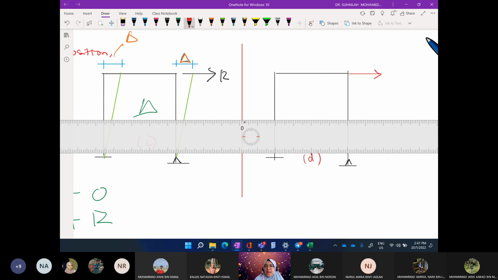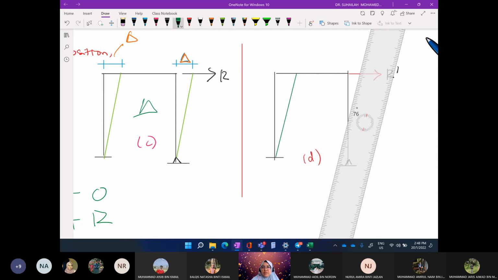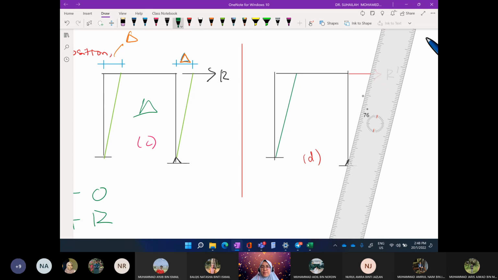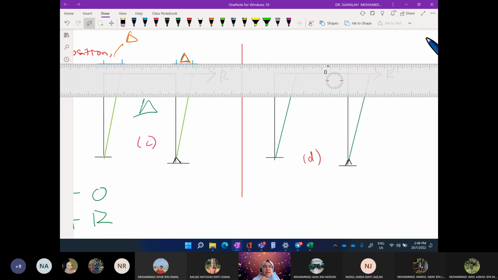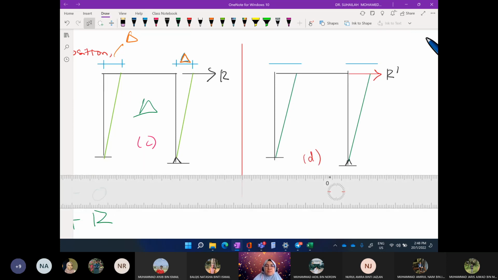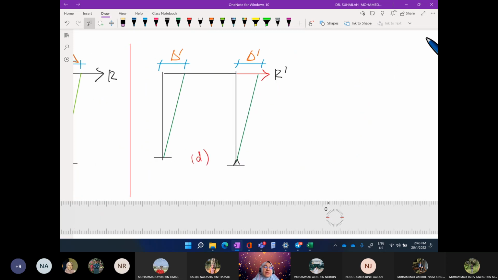So we have R prime. We duplicate, but we add a prime to every label that we have. So if R changes to R prime, delta changes to delta prime. So this is delta prime.